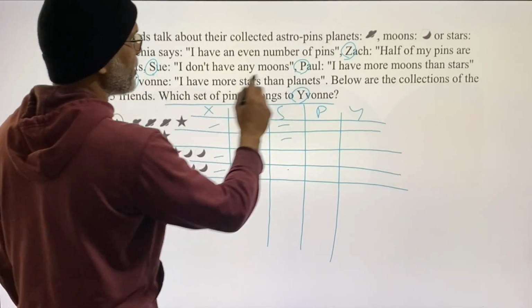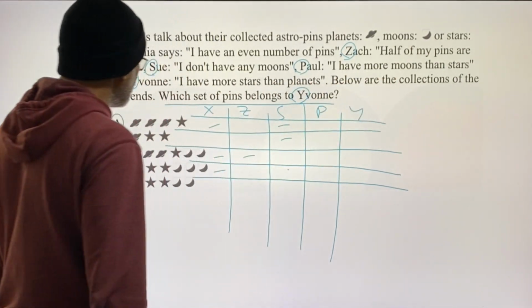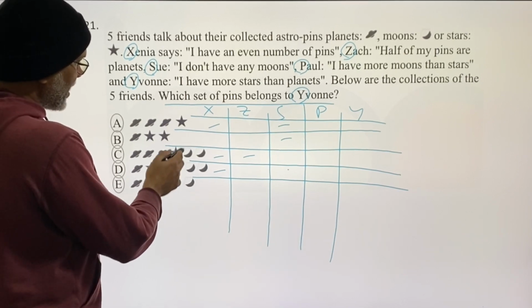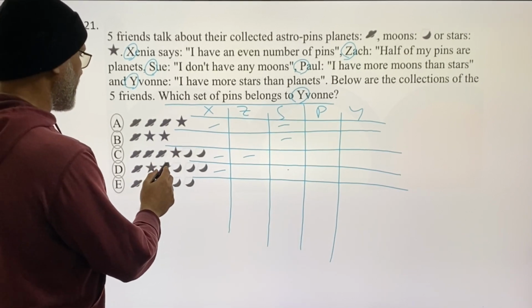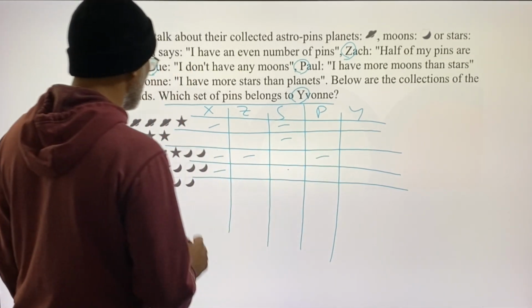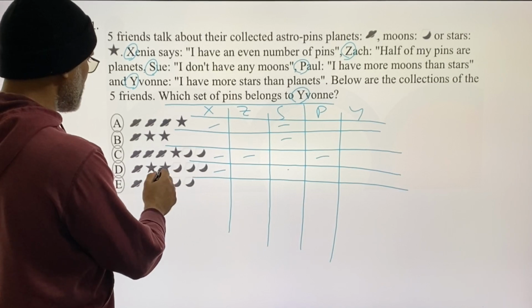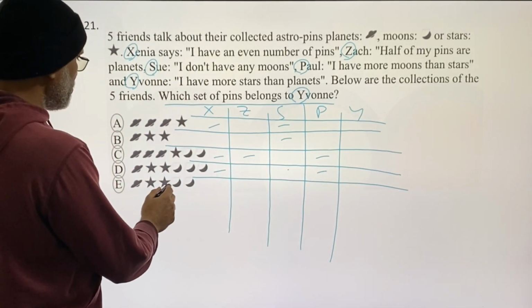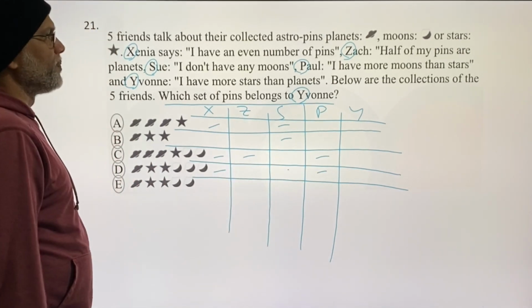What does P say? Paul says, I have more moons than stars. All right. So I can see that only these 3 have moons, but here I have more moons than stars. So this is possible for Paul. I have more moons, 3 moons and 2 stars. So this is also possible for Paul. 2 moons, 2 stars. So this is not possible for Paul. Okay.